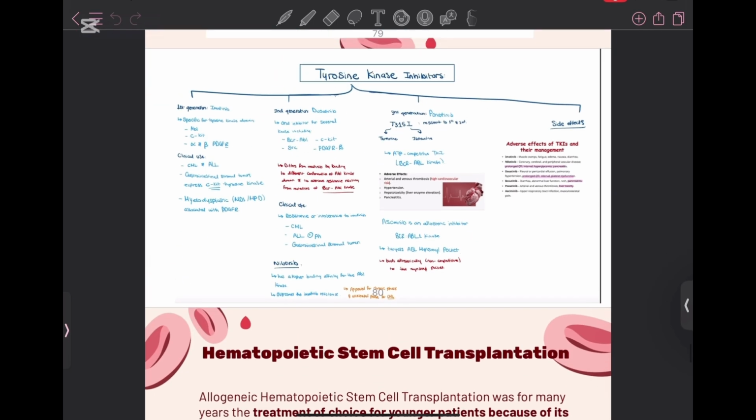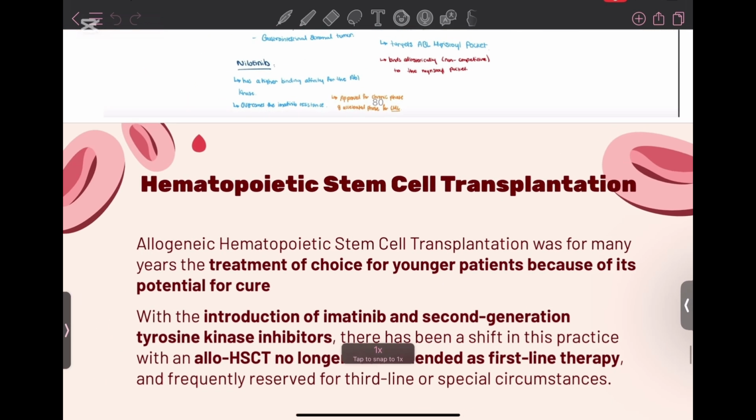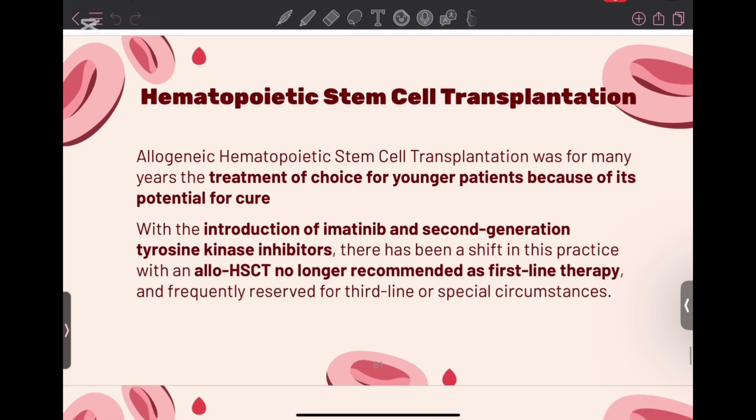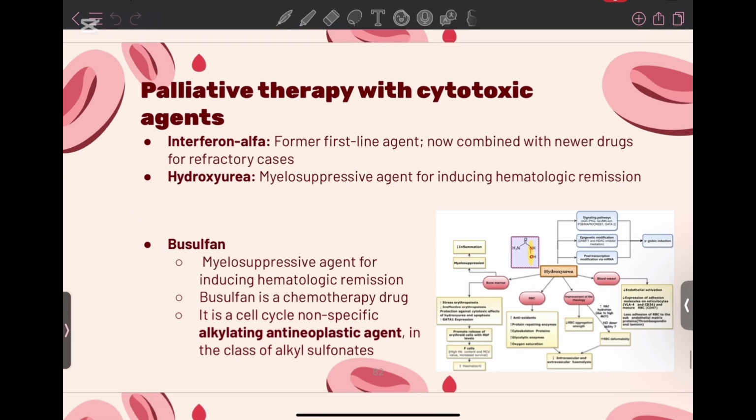As we have finished the tyrosine kinase inhibitors, hematopoietic stem cell transplantation is the treatment of choice for younger patients because of its potential to completely cure. With the introduction of imatinib and the second generation of tyrosine kinase inhibitors, there has been a shift of practice, and hematopoietic stem cell transplantation is not recommended as a first-line therapy. So this was recommended as the first line before, but now it is reserved for third line or special circumstances.